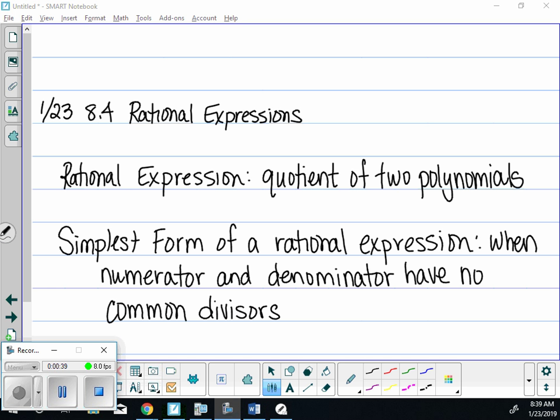Simplest form of a rational expression is just like the simplest form of any other fraction when the numerator and the denominator have no more common divisors. So we can't divide either the top or the bottom by anything else to simplify them. We can't cancel anything out of either of them. That is simplest form. So the first thing we're going to do in section 8.4 is just look at writing rational expressions in simplest form.